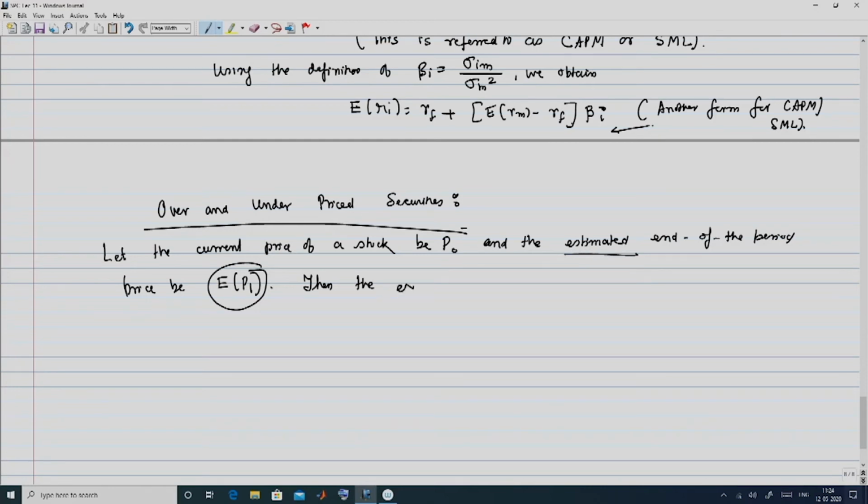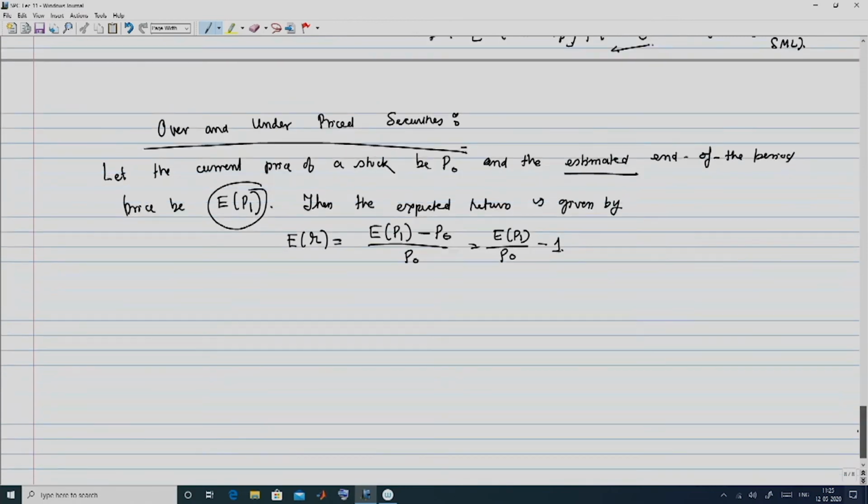So the expected return is given by, so we will make use of the definition. What is expected return? Expected return E of R is going to be the expected price E of P1 minus P0 over P0. So, this is E of P1 over P0 minus 1.